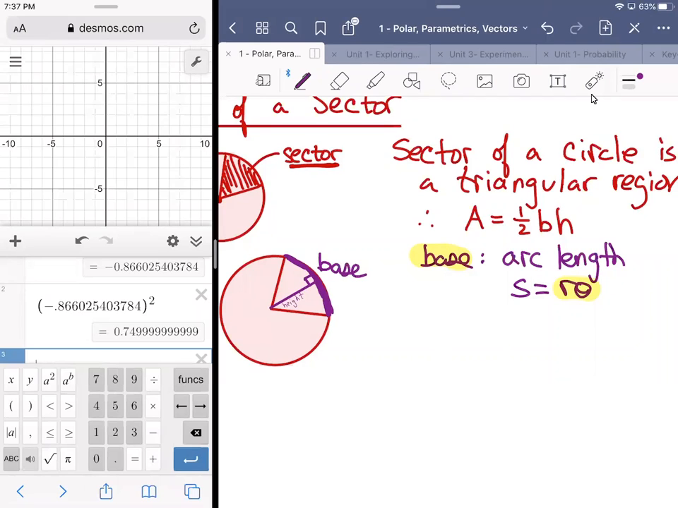Right, now the height is a line segment that starts at the center of the circle and intersects with the circumference of the circle, also known as a radius.